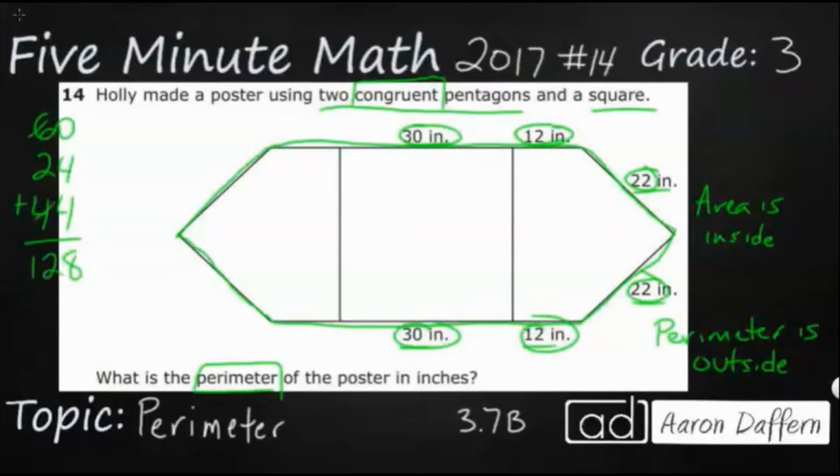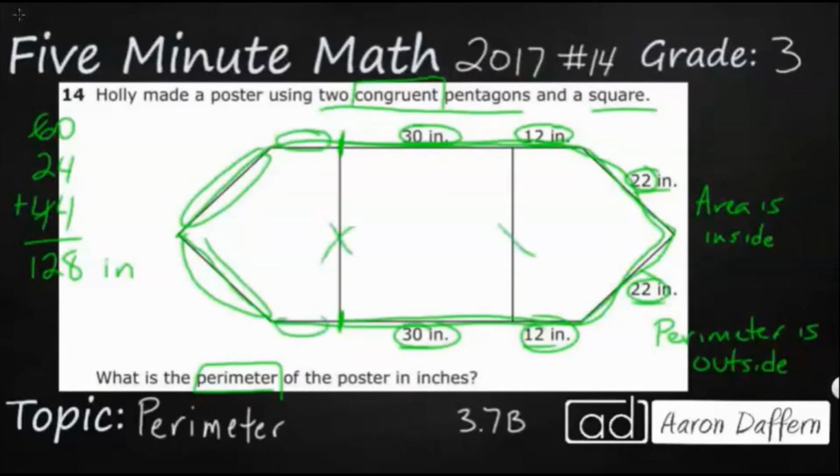I bet the number one incorrect answer for this problem is 128 inches. It's incorrect because we've only measured from here all the way around to here. We're missing a pentagon. We're missing this side right here, that side, and that side. We do not have to measure these inside lines, and we don't need to worry about those, but we're missing those 4 sides.